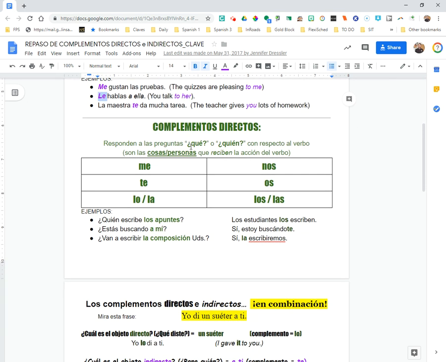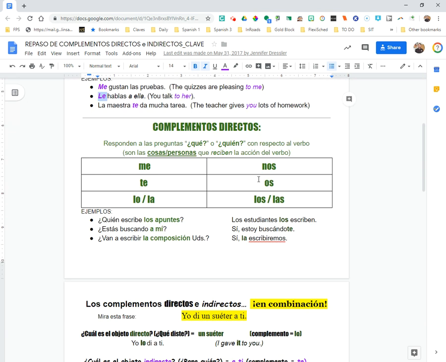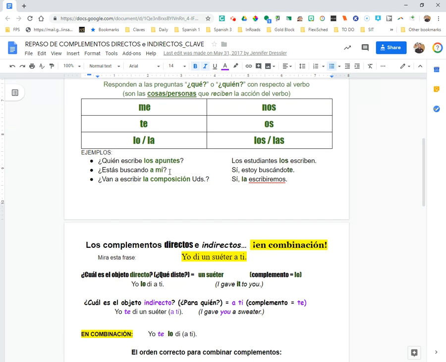The second one that you guys may not remember as well, but it's still really important, are direct object pronouns. And these would respond to the questions what or who. And this isn't to whom, it's not for whom, it's just who. So here are some examples. ¿Quién escribe los apuntes? Who writes the notes? So you can think to yourself, who or what is being verbed? In this case, written. Who or what's being written? The notes are being written.